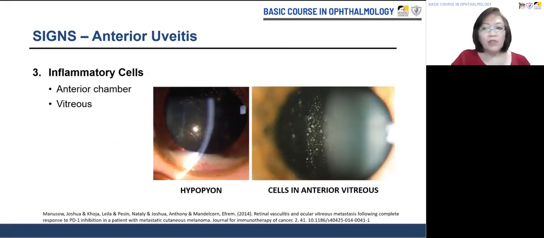The presence of cells is the most important indicator for active inflammation. Inflammatory cells may be seen floating around in the anterior chamber or behind the lens. In cases when there is a very high count of cells in the anterior chamber, this can be found to form a layer inferiorly, a finding we call hypopyon.